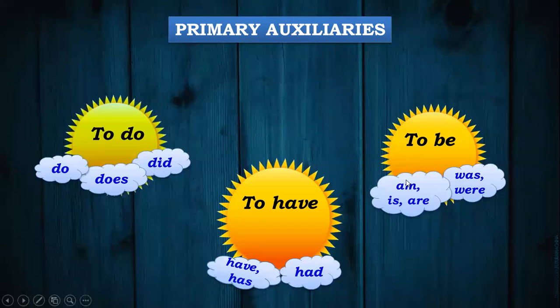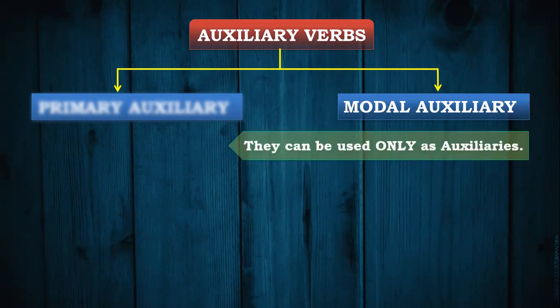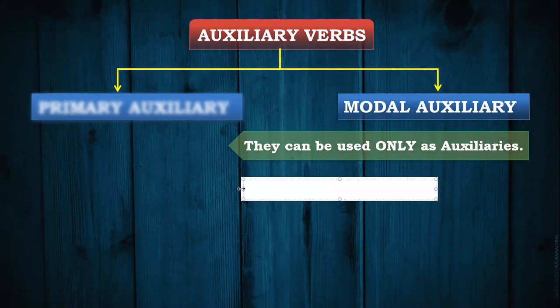Very well, let's continue with the next. Now it's time to take a look at the modal auxiliaries. Modal auxiliaries only have two functions. One, they can be used only as auxiliary verbs. Let's take an instance. Let's say, he can fly a kite.